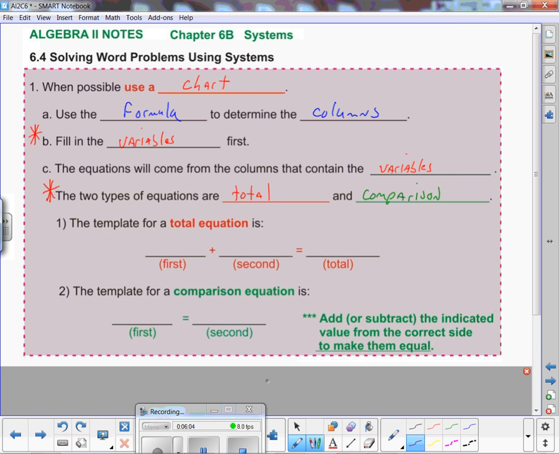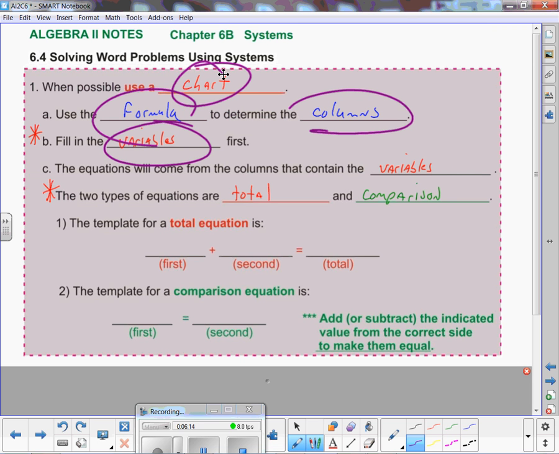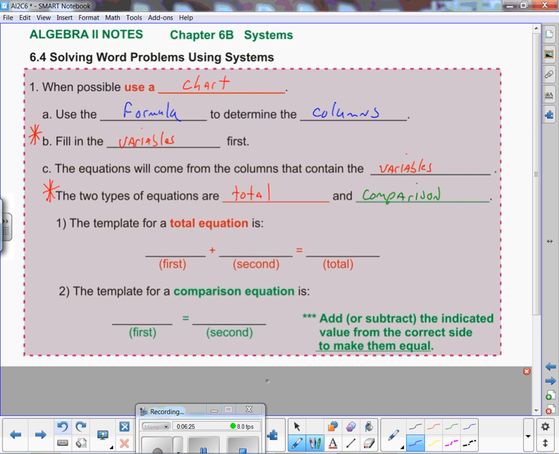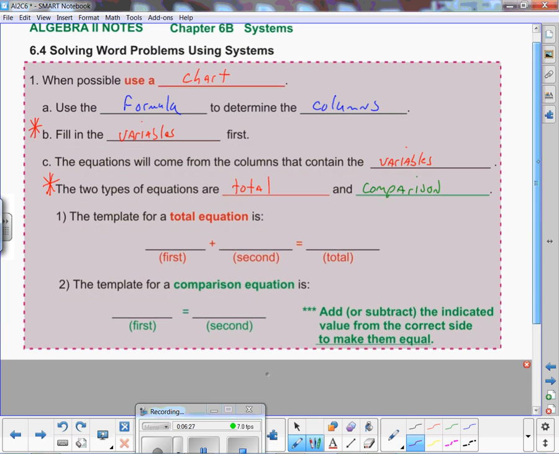Okay, so look, this is how you set up all word problems. When possible, use a chart, right? Use the formula to determine the columns. Fill in the variables first. The equations will come from the columns with the variables in them, and you've got two possibilities on the equations. It's going to be a total, or it's going to be a comparison.